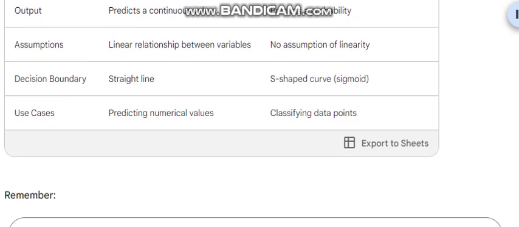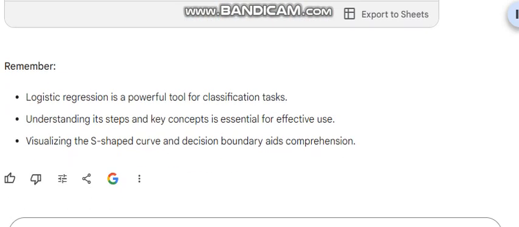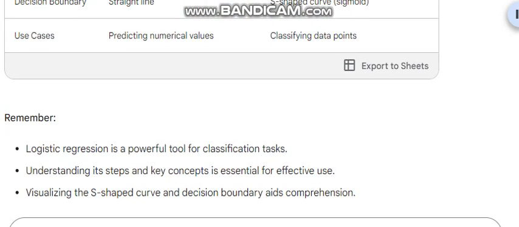Classifying data points. Remember, logistic regression is a powerful tool for classification tasks. Understanding its steps and key concepts is essential for effective use. Visualizing the S-shaped curve and decision boundary aids comprehension.